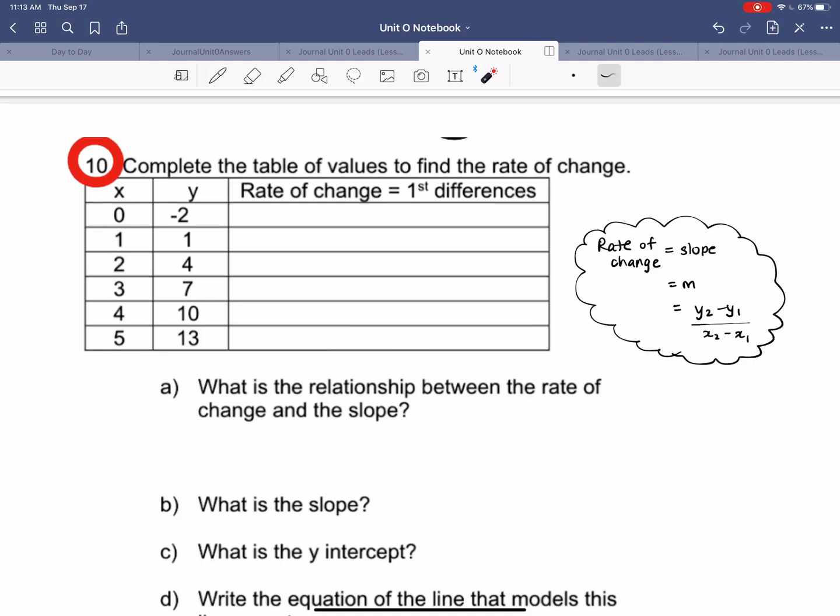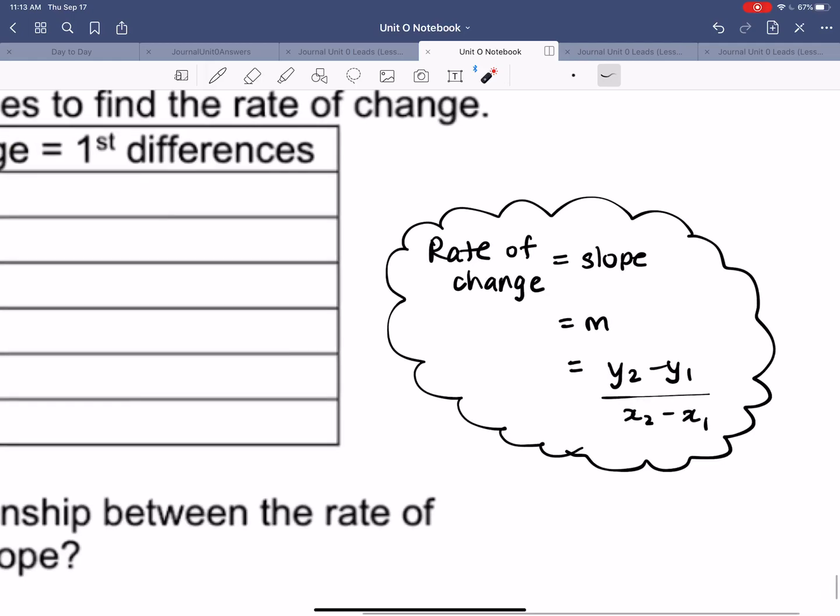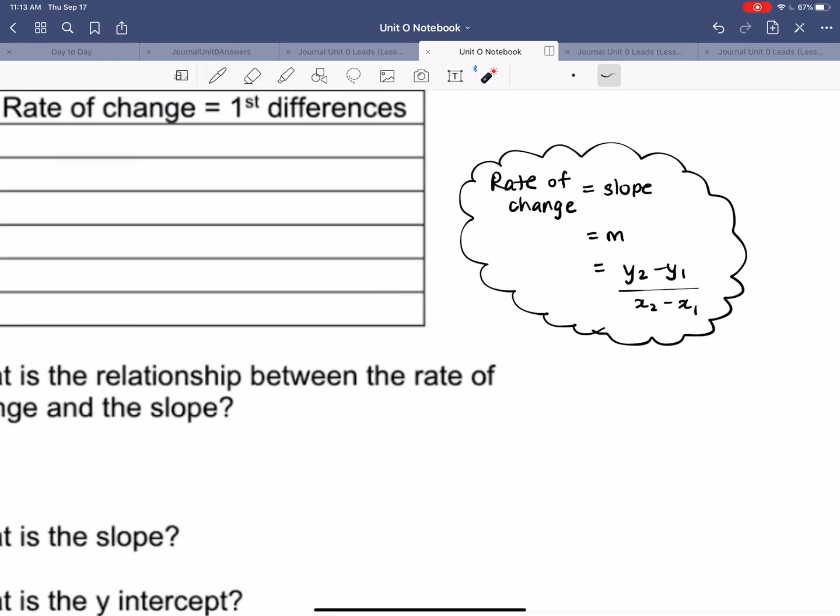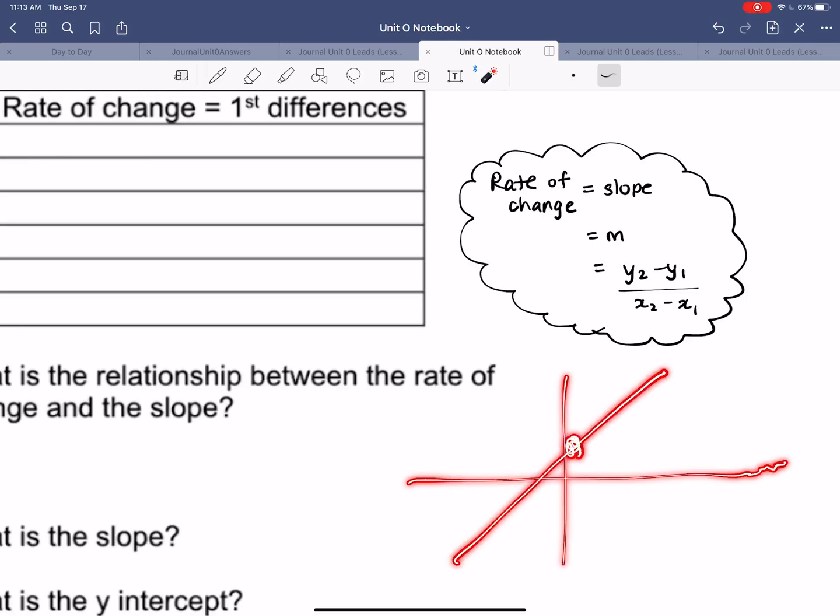So for this question, complete the table of values to find the rate of change. I want to remind you of the definition of rate of change. It's when you have a graph and you are trying to compare the y values. So if it's a straight line between the two coordinates, you want to compare the y values between the two, so that you're comparing the rise, and you're comparing the run between the x values. That is the rate of change.